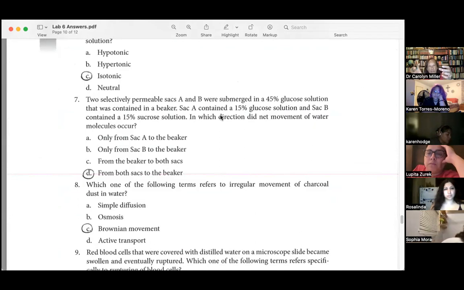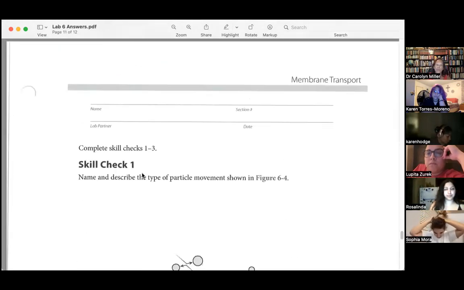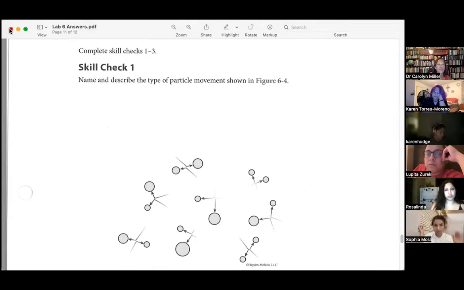So if that 45% glucose is in the beaker, that means 55% of that beaker is water. But in the sac, I only have 15% glucose. So that means 85% of that inside the sac is water. So water will leave the sac and go to the beaker. And that's why this is the answer. One of my students finally said the way she understood it was to calculate which one has the most water. Well, we'll go through these. And again, I will take some of my questions from the lab.